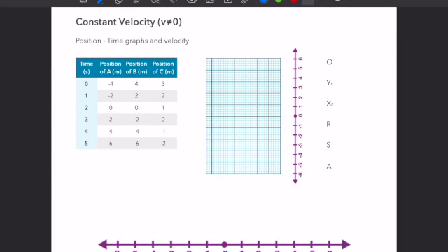Now let's see what happens when we have constant velocity that is not equal to 0. So we'll start out with our position A. We'll make that one blue. And so at time 0, we're at a position of minus 4. And at time 1, we're at a position of minus 2. And at time 2, we're at a position of 0, and then 2, and then 4, and then 6. So we see that there is this trajectory like so.